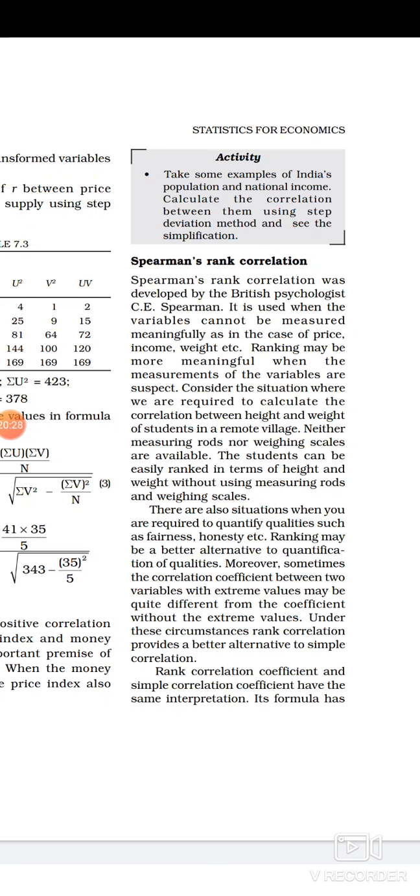Spearman's rank correlation was developed by the British psychologist C.E. Spearman. It is used when the variables cannot be measured meaningfully, as in the case of price, income, weight, etc. Ranking may be more meaningful when the measurements of the variables are suspect.